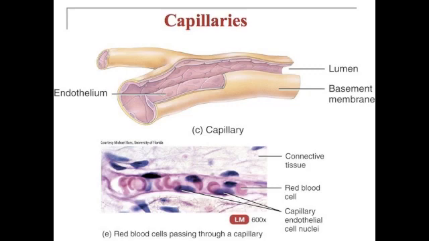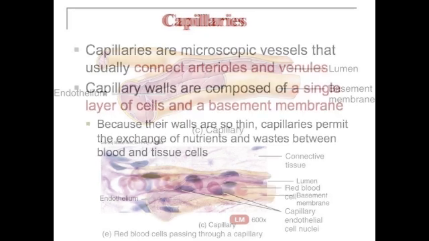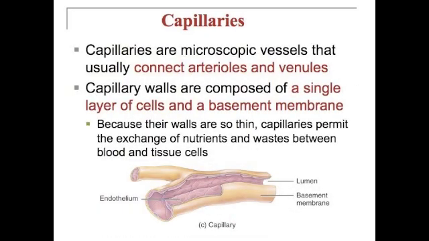So this slide goes back to figure 21.1 on page 773. And this just kind of shows you a cartoon of a capillary. And then at the bottom of the slide, you see there's a light micrograph of a capillary. Capillaries are microscopic vessels that usually connect arterioles and venules. Capillary walls are composed of a single layer of cells and a basement membrane. Because their walls are so thin, capillaries permit the exchange of nutrients and waste between blood and tissues.